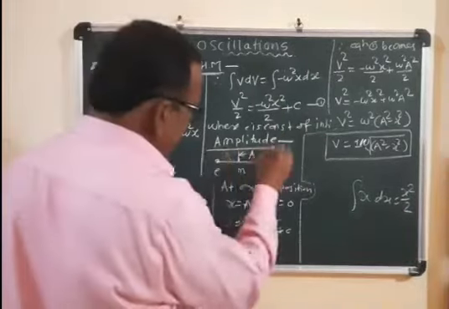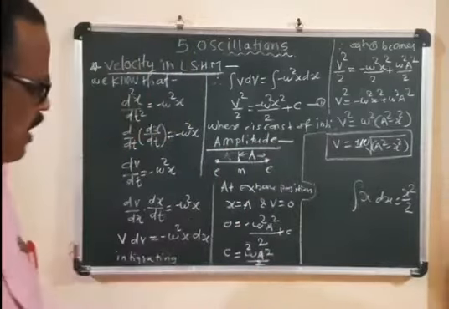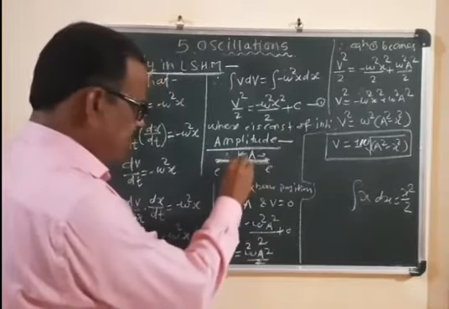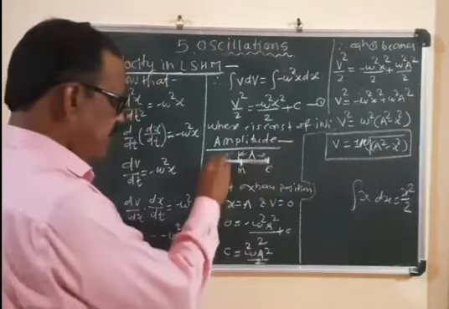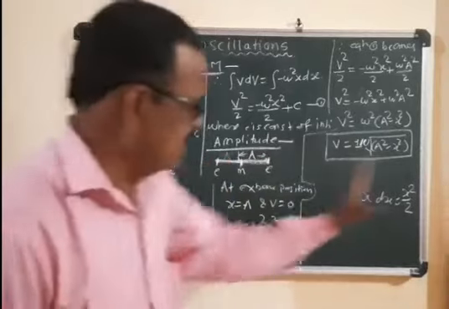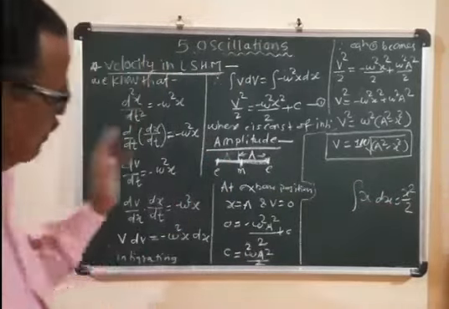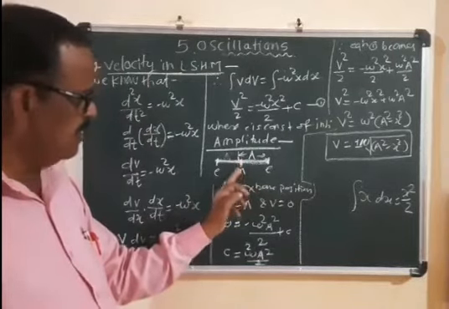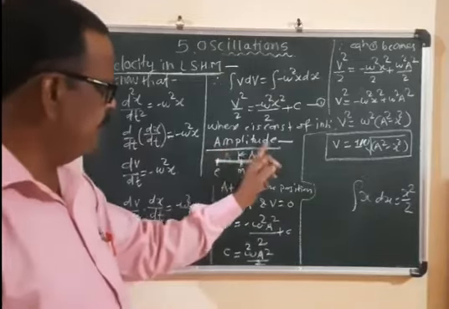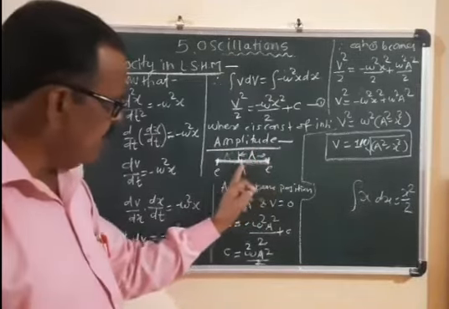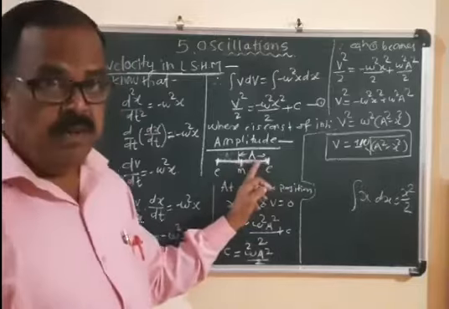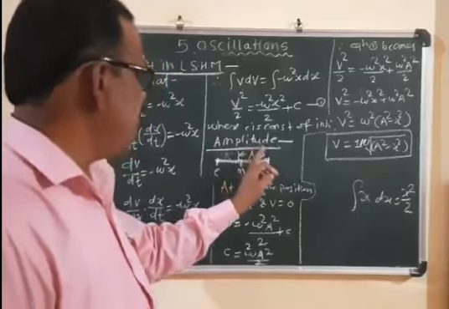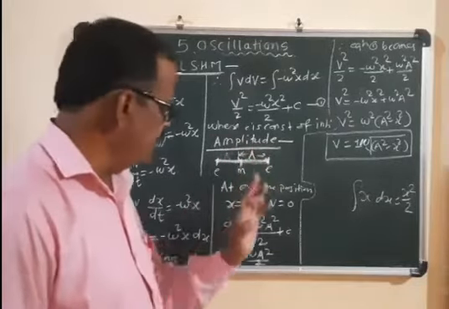We now define amplitude. What is meant by amplitude? The particle moves back and forth along this path. This is the mean position, and these are the extreme positions. It goes this way, comes back, and moves forth and back. This position is called extreme position. This position is called mean position. Now we define the amplitude. The maximum displacement of particle from its mean position is called amplitude of the motion or amplitude of the particle.